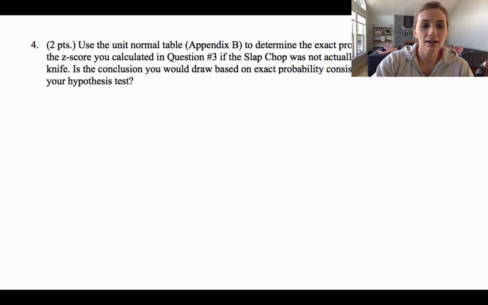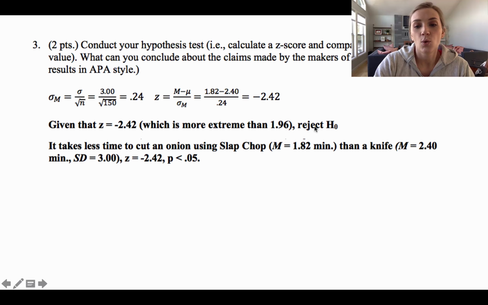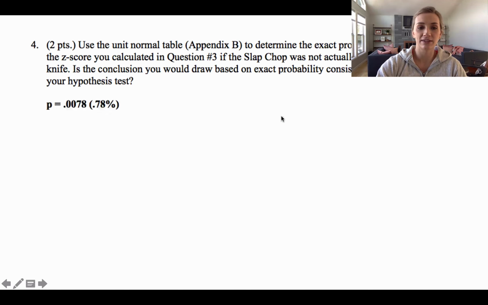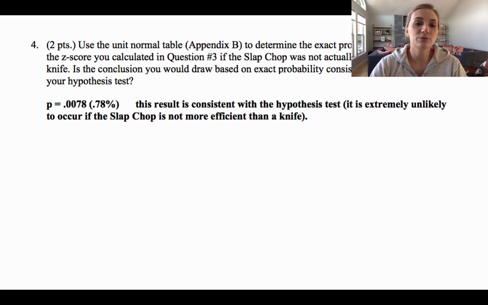So if we go back, you can see that we drew the conclusion to reject the null hypothesis because our obtained z surpassed the critical value to reject the null hypothesis. Is that the same conclusion we would draw now? Is this exact p-value less than 5%? If it is, then we would draw the same conclusion to reject the null hypothesis. And yes, 0.78% is much less than 5%. So this result is consistent with our hypothesis test.